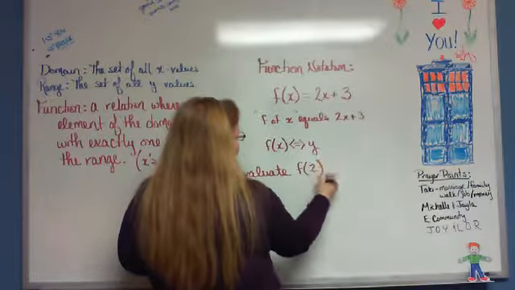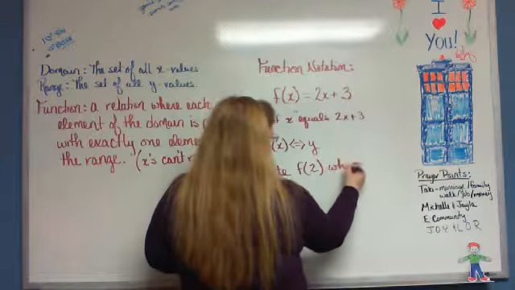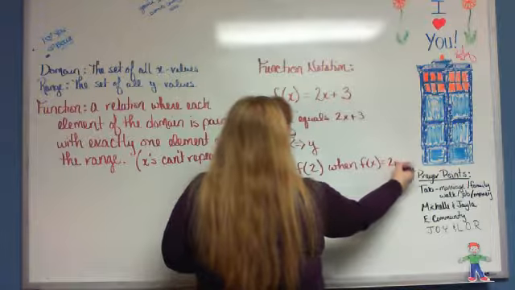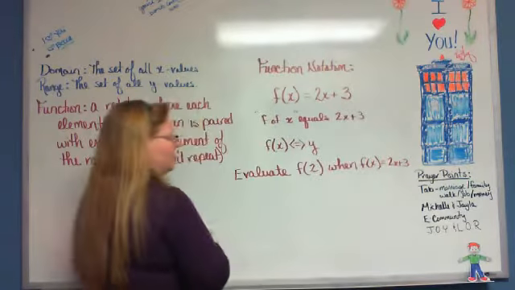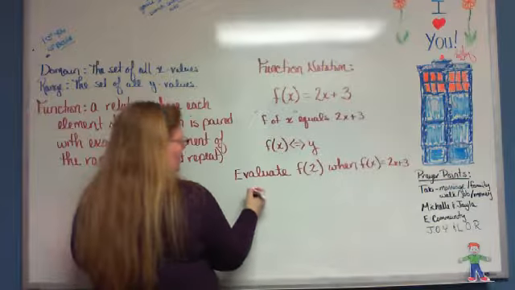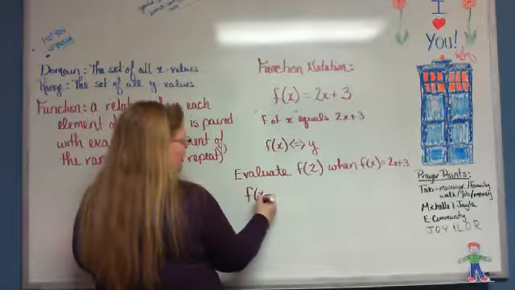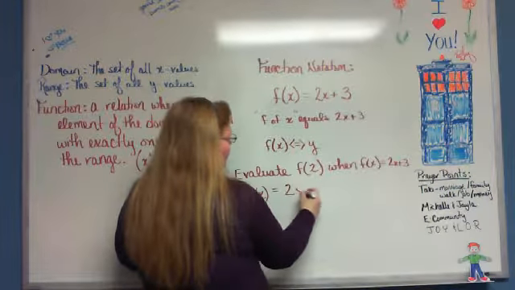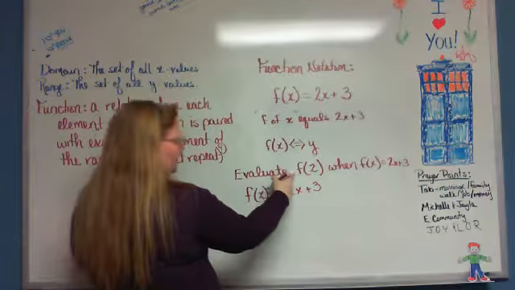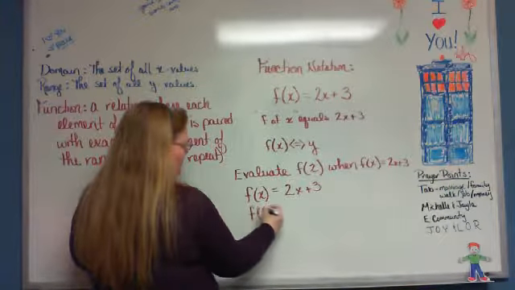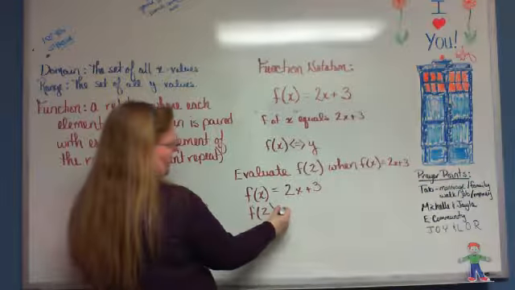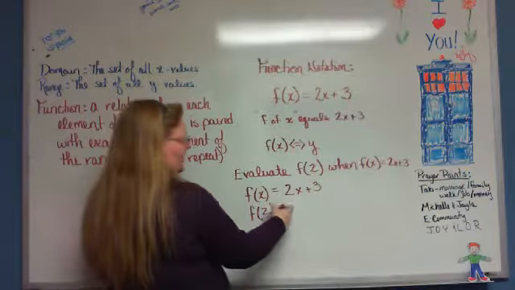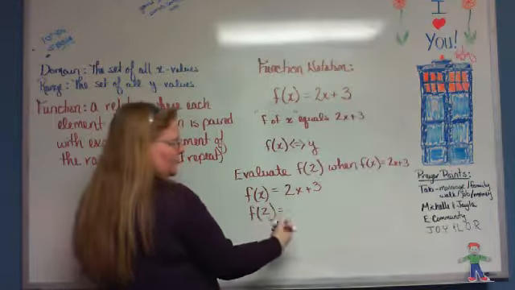f of 2 when f of x is equal to 2x plus 3. If they want me to find f of 2, I have to start with my f of x. My f of x is really 2x plus 3. But if I want to find f of 2, what changed on this side of my equal sign? We switched out the x for the 2, right? Well, that's the same thing I'm going to do on this side, because if you do it on one side, you got to do it on the other.